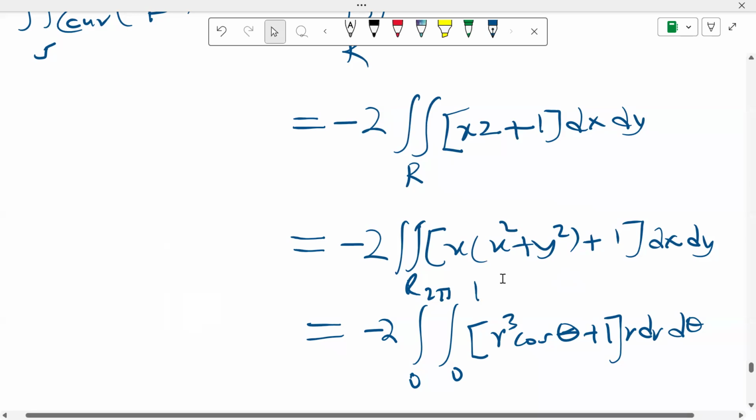This one, what comes to mind here? You can remember that this one can just give us our r squared. And the whole of this will give us our r cos theta. And so that is why we have our r cubed cos theta, the polar coordinates plus our 1. And so we have actually moved on to that aspect.